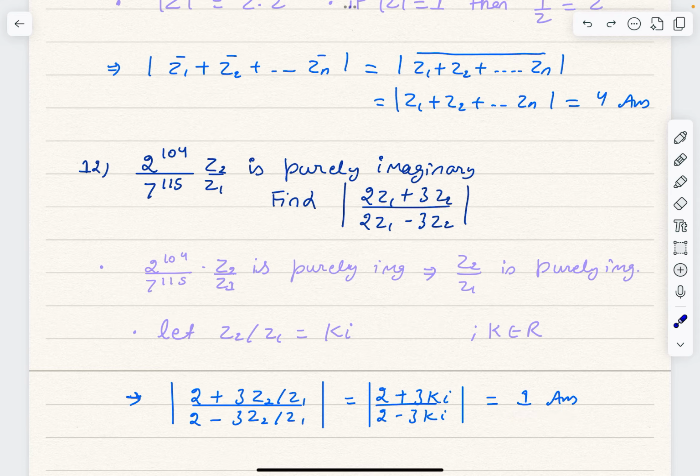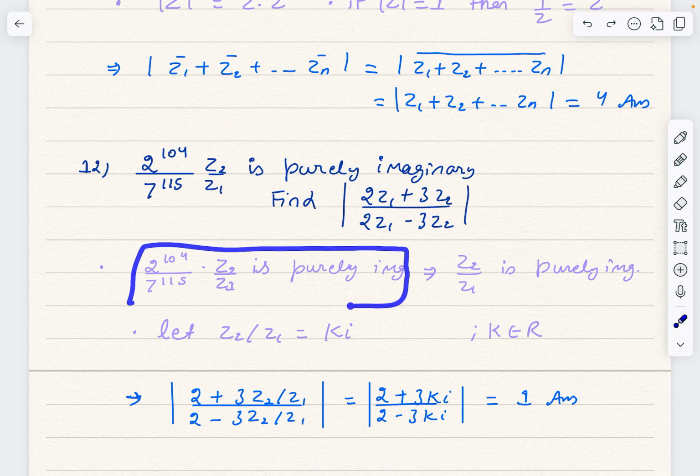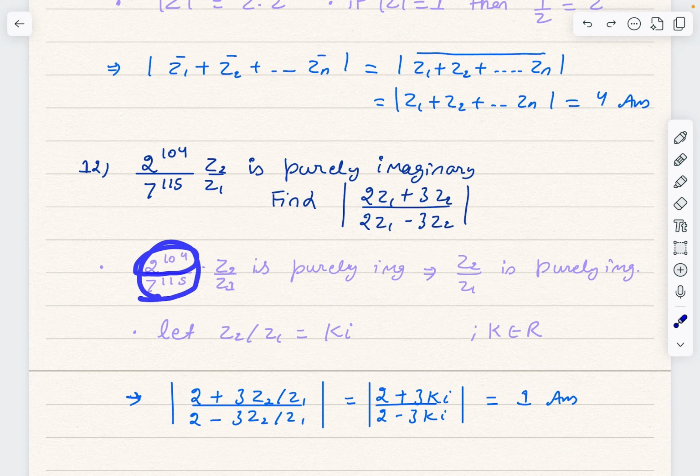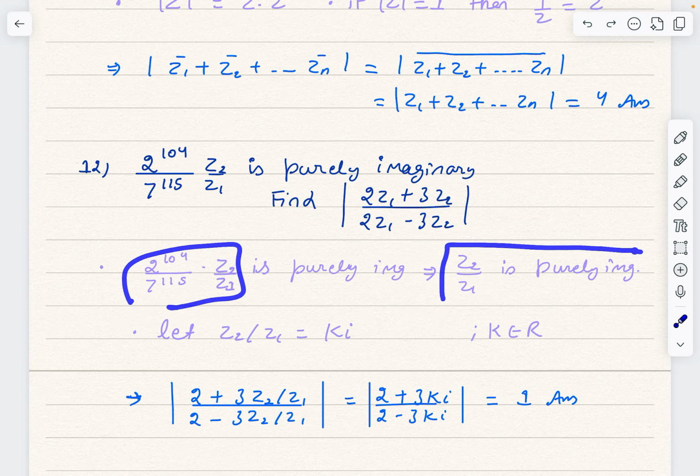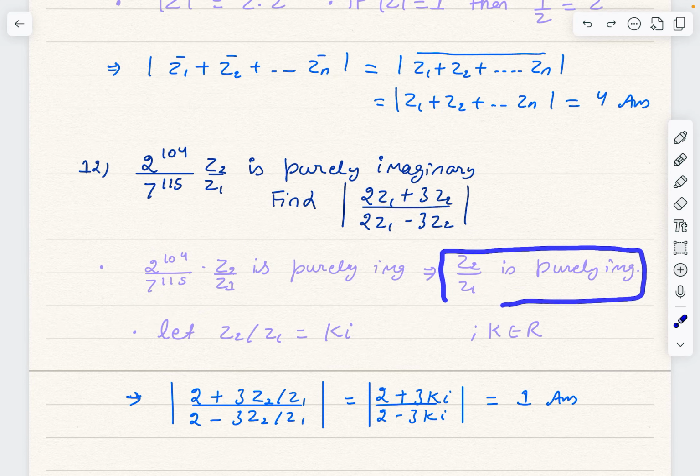How do we see this? First of all, if a number is purely imaginary, and you divide by 2^104 and multiply by 7^115, this number will still be purely imaginary only, no? So if this is purely imaginary, that means z2/z1 must be purely imaginary because this is a constant real part. And if z2/z1 is purely imaginary, I can write it as k iota, where k is some real number.